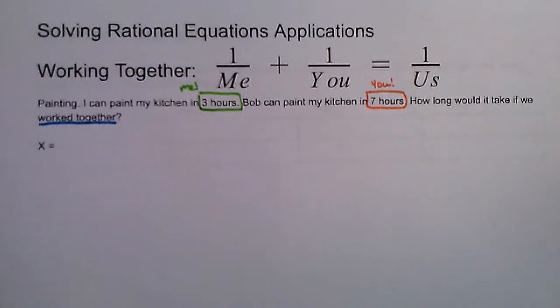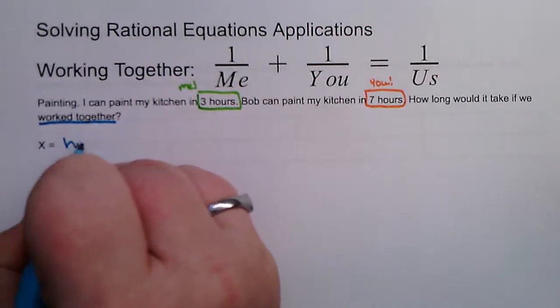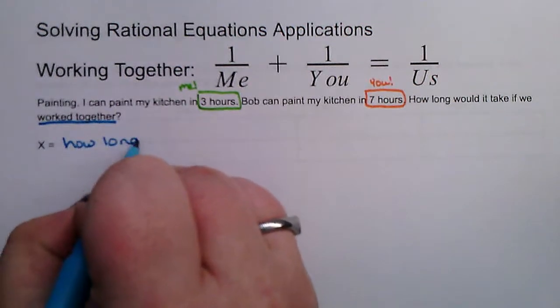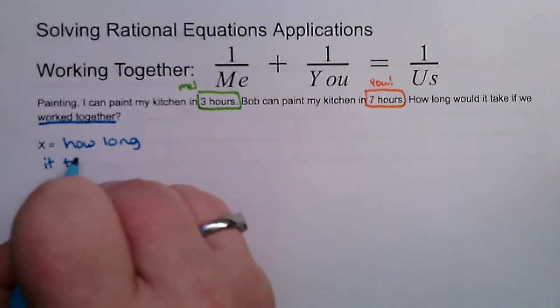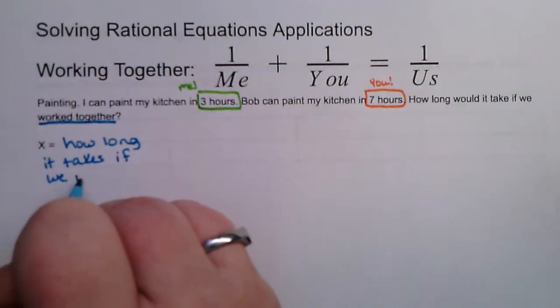So did it tell us a time limit for how long it would take us to work together? It did not. Since it did not, that's going to be our x. So the x is going to be how long it takes if we work together.